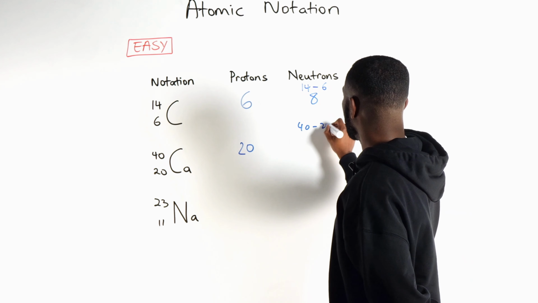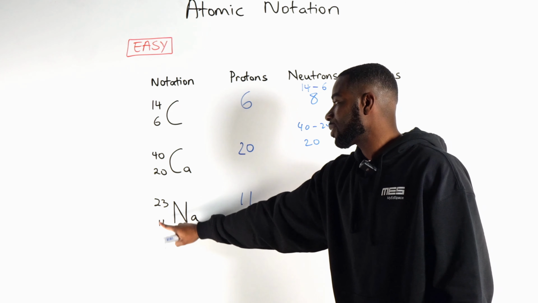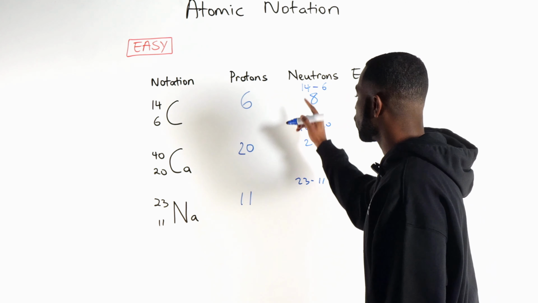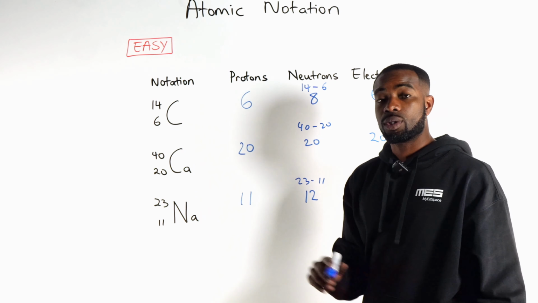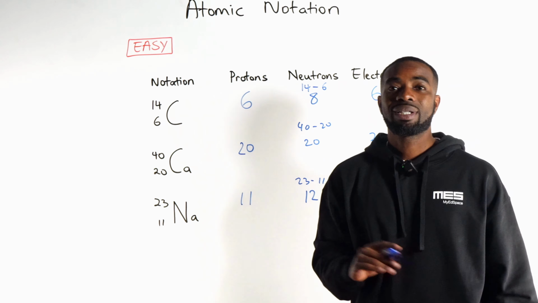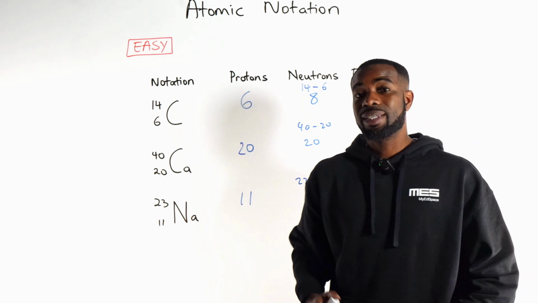Last example here, we have the smaller number, the atomic number is 11, the mass number is 23. So mass take away atomic number should give you the number of neutrons, which is 12. And lastly, electrons equals the number of protons, because this is an atom, so that would be 11 as well. So that's the easy one. Let's move on to the medium questions.